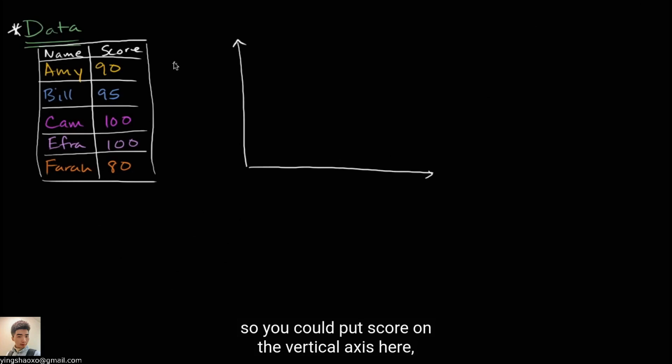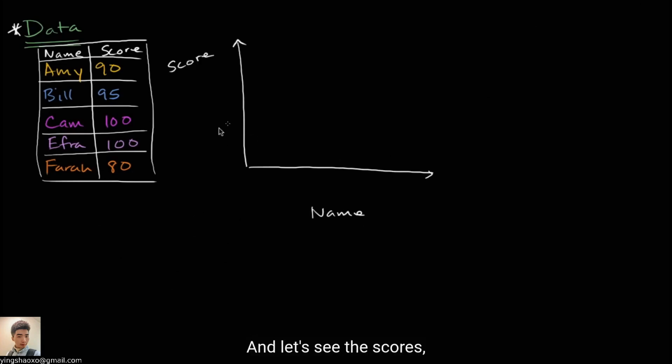So you could put score on the vertical axis, and then you could have your names over here. Let me mark off the scores. 10, 20, 30, 40, 50, 60, 70, 80, 90, and then 100. That would be 50 right over there.